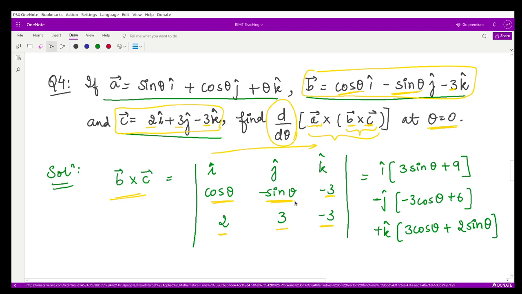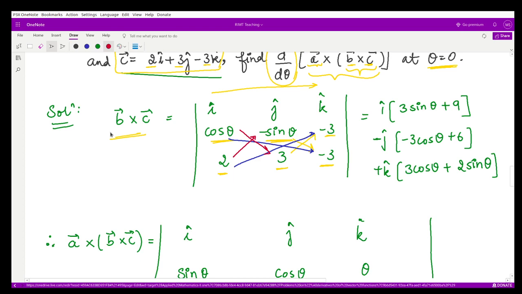So this is i cap. You multiply this term with this term minus this term with this term. So you have 3 sin theta plus 9. Then for the second term you have minus j cap. For minus j cap, you multiply this term with this term and then minus this term with this term. And for the third case, plus k cap, you are multiplying this term with this term minus this term with this term. So this is what I have listed over here. Once you have this vector B cross C, this is our vector.